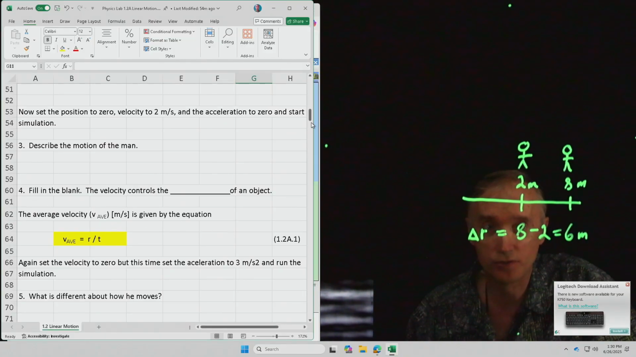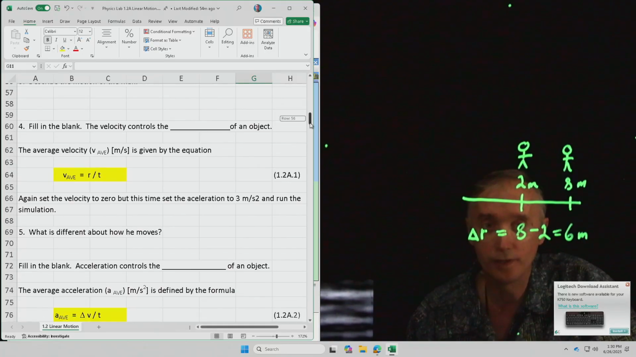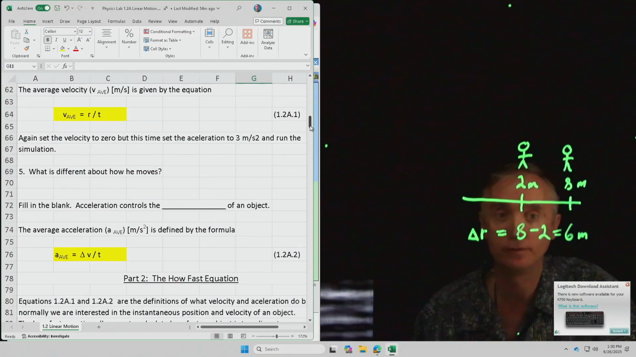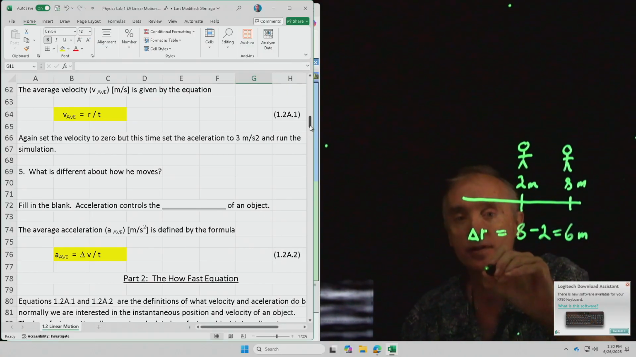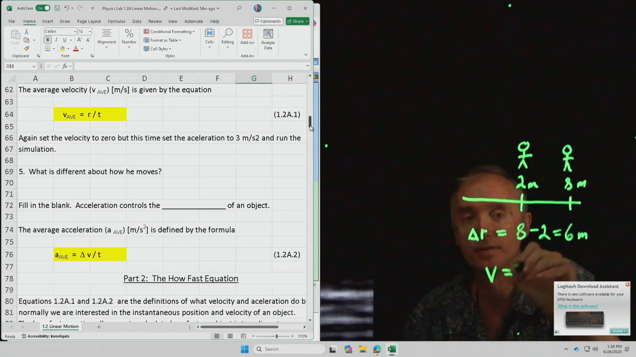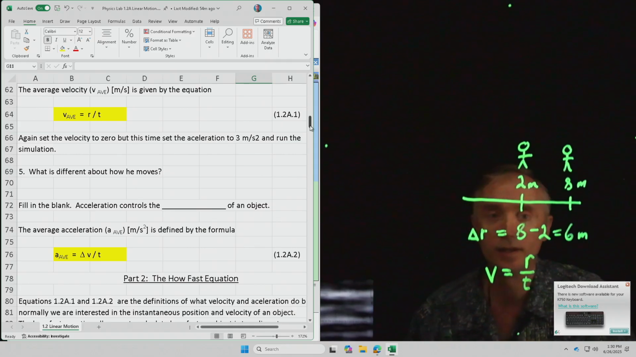All right, now we're going to define what exactly we mean by velocity. Velocity is going to be distance divided by time. So your velocity v is going to be the distance you travel divided by the amount of time it takes you to do it.